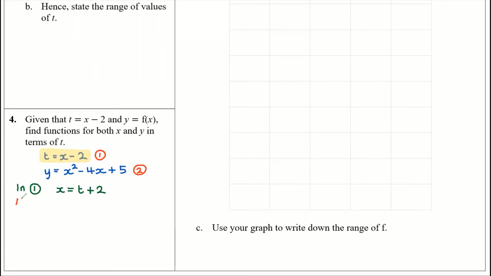So now substitute into 2. Wherever I see an x value, I can write that in terms of t now, which is good. So we're going to have y equal to, now instead of x squared, this is going to be t plus 2, all squared. Subtract 4 lots of x again, which is of course t plus 2.